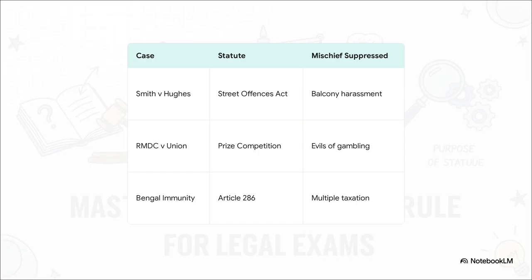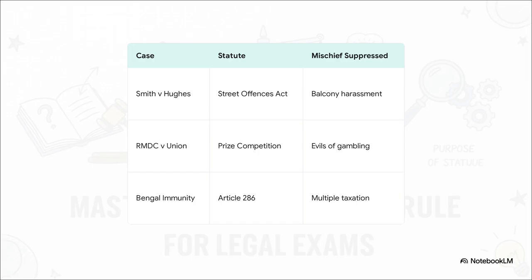In Smith v. Hughes from 1960, the Street Offenses Act prohibited soliciting in a street. The defendants thought they found a clever little loophole by tapping on windows from balconies, since technically they weren't standing down in the street. But the court used the mischief rule to shut that down immediately. The actual mischief was the harassment of passersby, so balconies were included to advance the remedy.